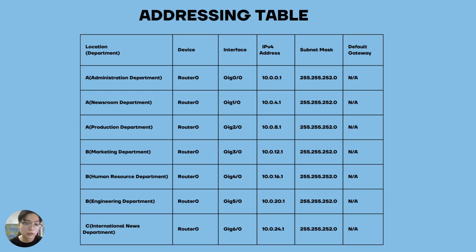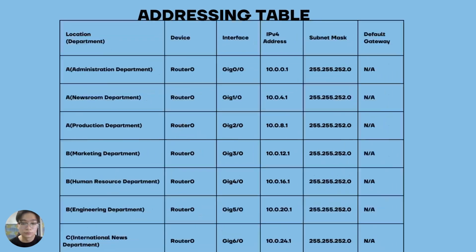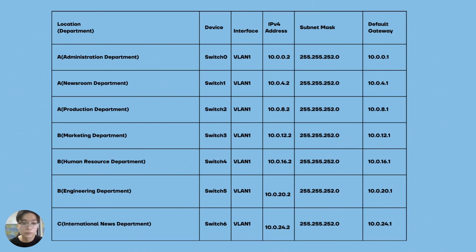For example, at the administration department, we need to set the IP address 10.0.0.1 and the subnet mask 255.255.252.0. For the interface, Gig 0/0. For the switch, we need to set the default gateway. For example, the administration department, we need to set the IP address 10.0.0.2 and the subnet mask 255.255.252.0 for the VLAN 1.